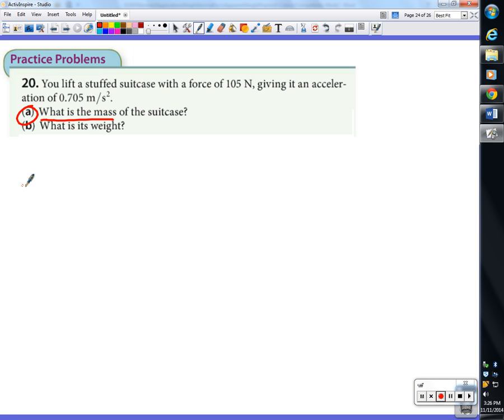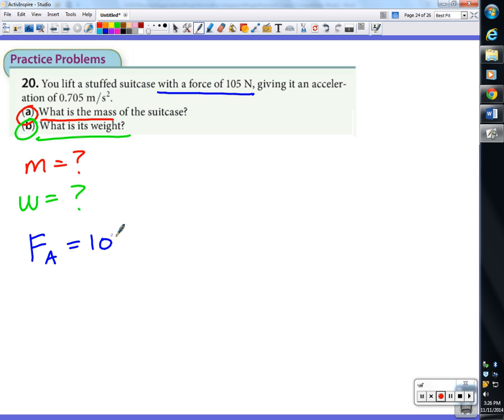So for part A, what is the mass? That's our first unknown. But for part B, what is the weight? That's a second unknown. Those are two different objects. Okay, a couple things that we know here. First, you lift a stuffed suitcase with a force of 105 newtons. That is the force you are applying to the suitcase. So I'm going to call that F of A because it is an applied force. And it's 105 newtons. That's a magnitude. Let's wait for a free body diagram before we give it direction.